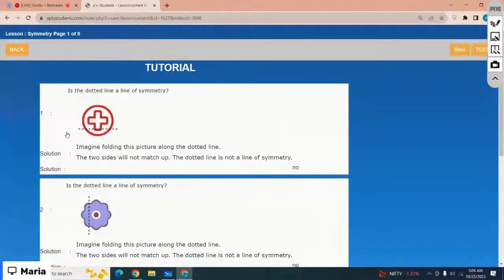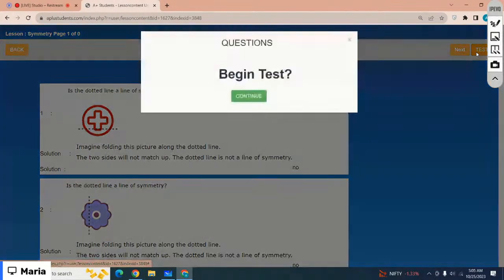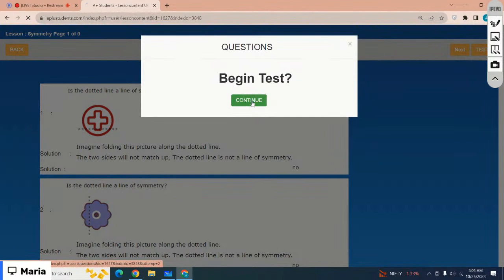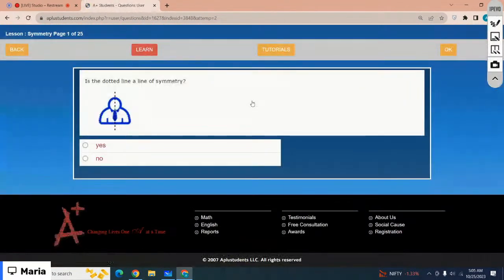Okay, is the dotted line a line of symmetry? No. The line of symmetry is the line that divides the image into two equal parts, right? So that is not the line of symmetry. Let's just start with the test questions. Is the dotted line a line of symmetry? Yes, it is, right? If you fold the image along the line, it is exactly the same. So the correct option is yes, this is a line of symmetry.